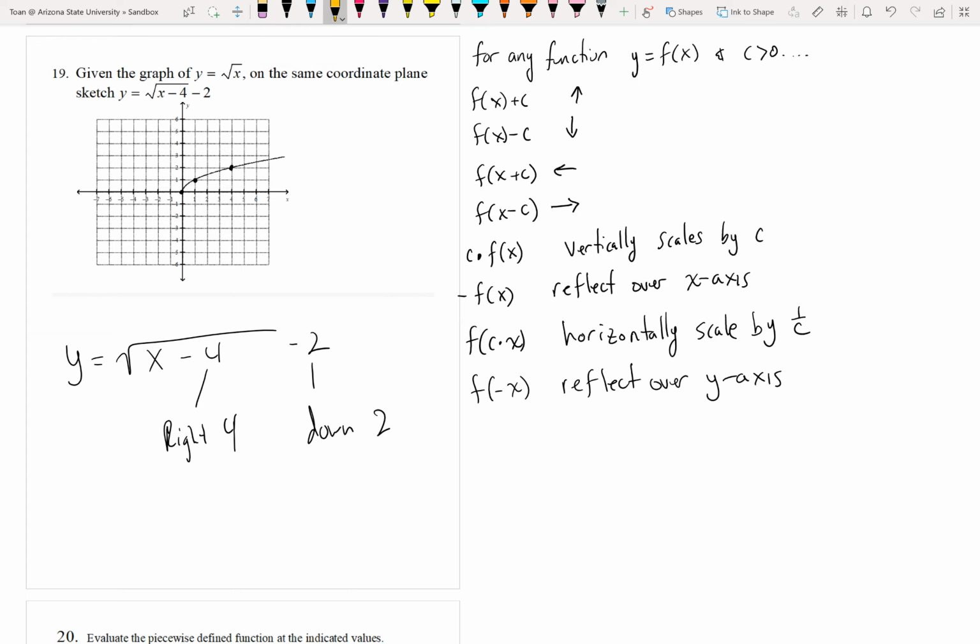So 0, 0, move right 4, down 2, there's my new point. 1, 1, right 4, down 2, there's my new point. 4, 2, right 4, 1, 2, 3, 4, I'm off the page, but okay, down 2, there I am, and then just copy the shape. So that should have been the graph of number 19.